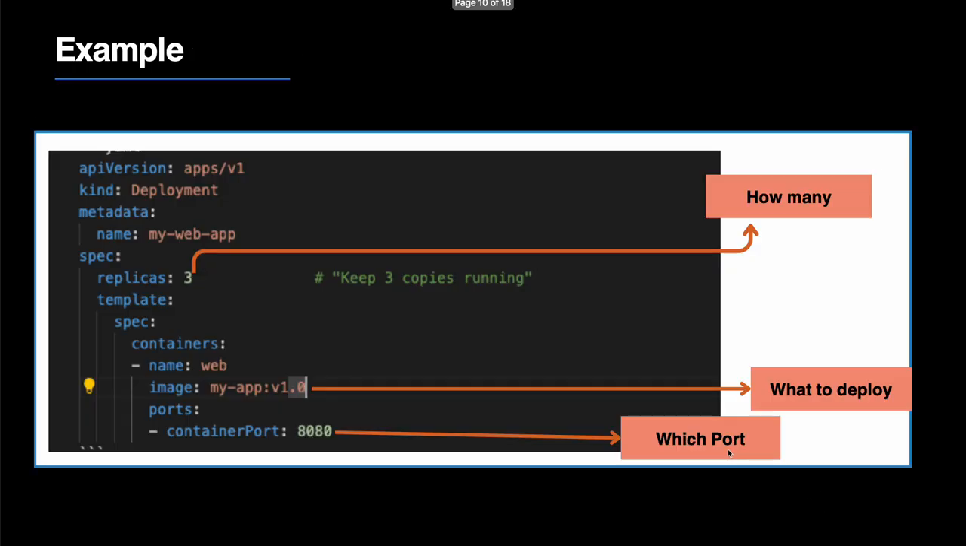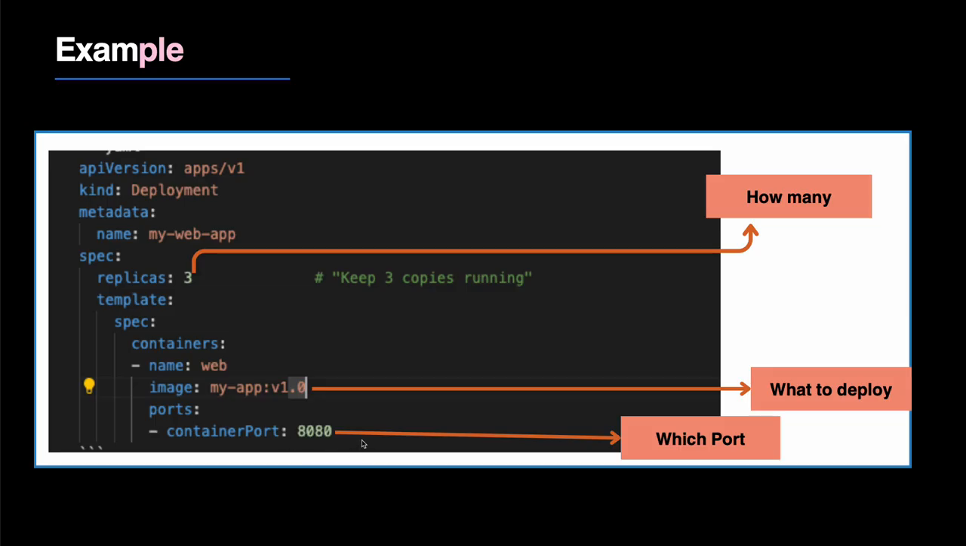Now let's move to an example where I've shown what Kubernetes configuration looks like. It's a sample YAML deployment file which says I want 3 replicas of my web application running at all times, using version 1.0 of my container listening on port 8080. You have mentioned how many replicas you want, the image it needs to deploy, and the port here.